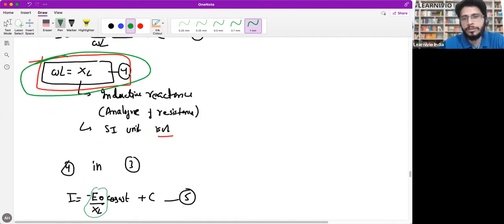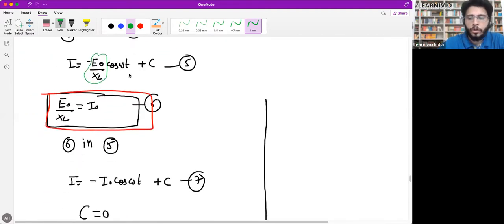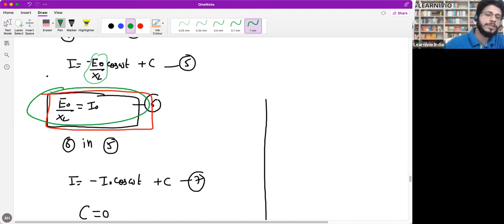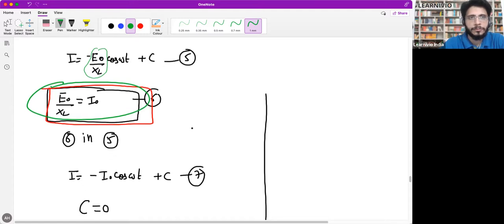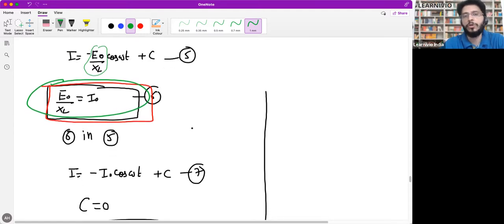Third, you should remember this relation. Next, you should remember this relation, that the peak value of current is E naught divided by XL. What is E naught here, Ahmed? EMF. Peak value of EMF, Ahmed.